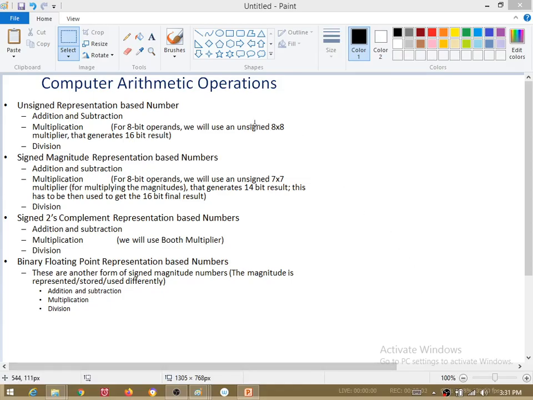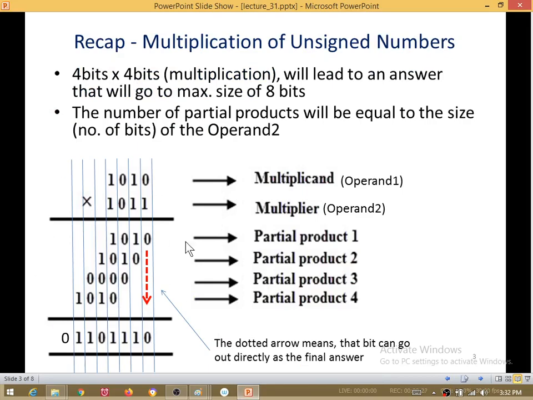So we are interested in general about learning how arithmetic operations are implemented in digital logic design or on a computer. So far what we have covered is how to do multiplication for unsigned numbers. So just to recollect, we had looked at this particular example last time, where we are multiplying a 4-bit number with a 4-bit number.